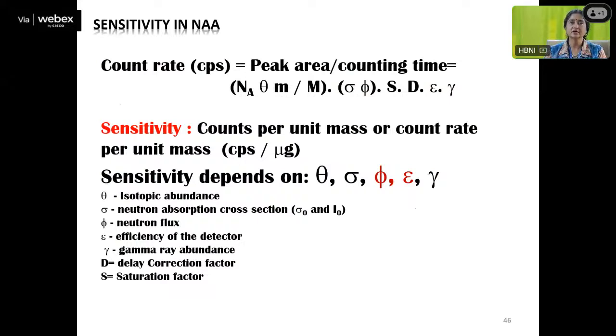Now, sensitivity in NAA depends on theta, sigma, phi, epsilon, and gamma. Of these, the two very important points are neutron flux and efficiency of the detector. These two contribute the most to your sensitivity. The parameters are given here, you can go through them.